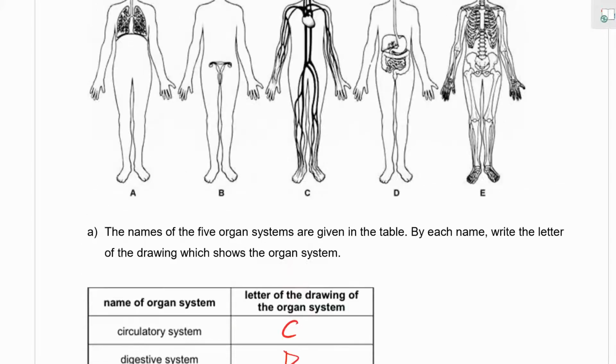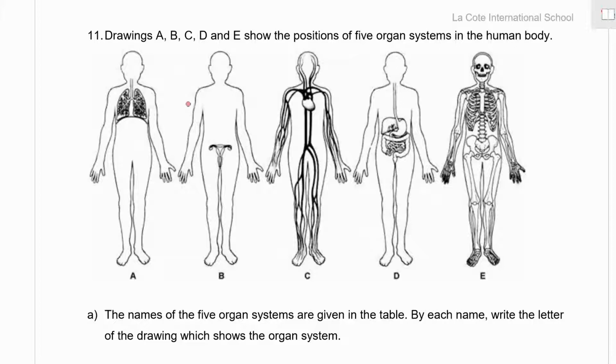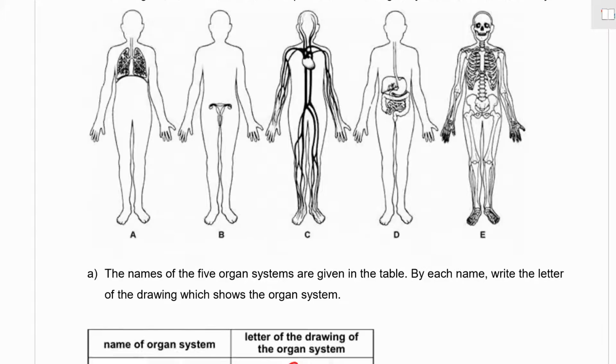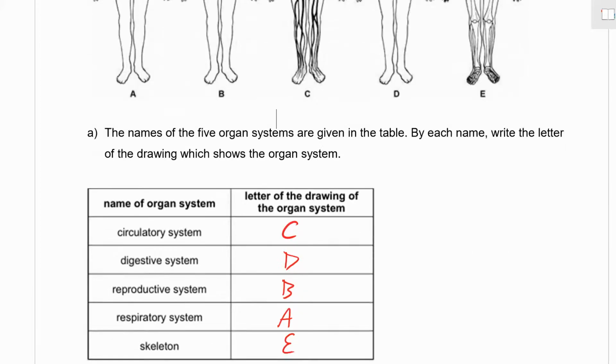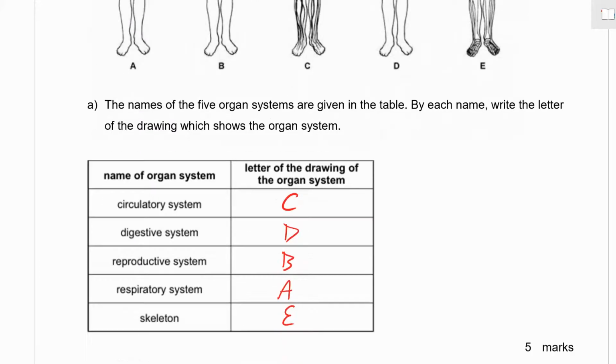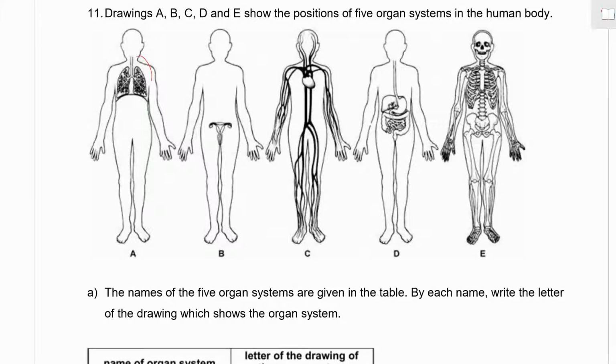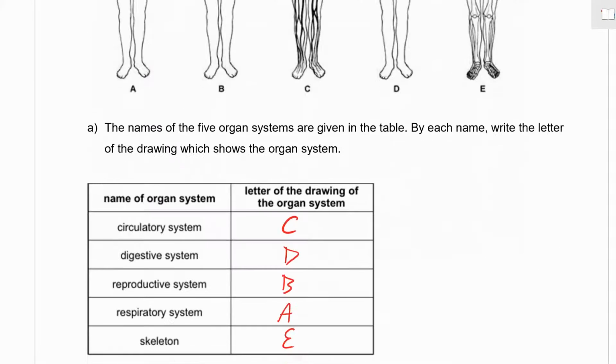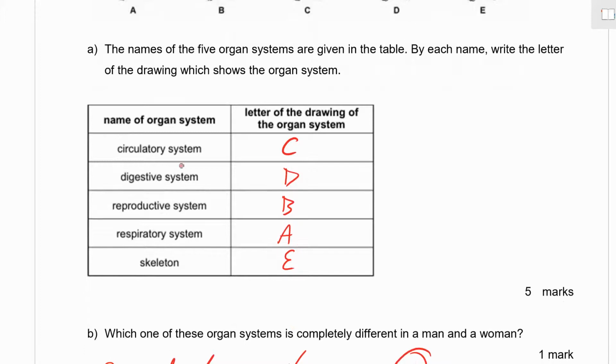The reproductive system, so this is showing a female, we've got the ovaries and the uterus. The respiratory system would be A, so this is with the lungs. And the skeleton, this is the bones. So this would be E. Okay, so just to repeat, C, D, B, A, and E.